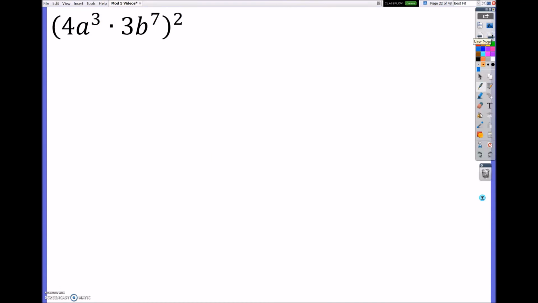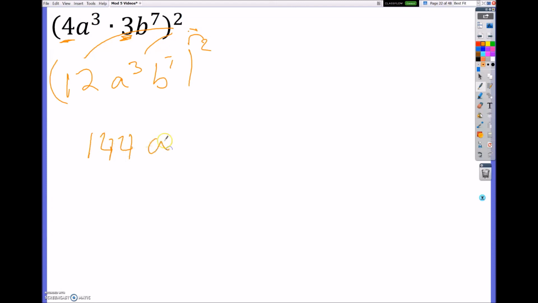All right, so let's go ahead now and look at this one. What we are going to do is see if I can combine anything inside the parentheses. And I can. The first thing I'm going to do is 4 times 3. 4 times 3 is 12, and then I'm still going to have a to the third, b to the seventh, all to the second power. I'm now going to distribute that second power to everything on the inside. 12 to the second power is 144. A to the third to the second power is a to the sixth. And b to the seventh power to the second power is b to the 14th.